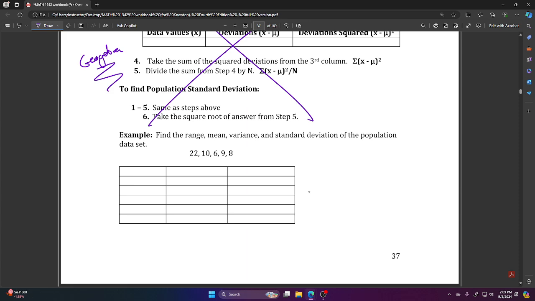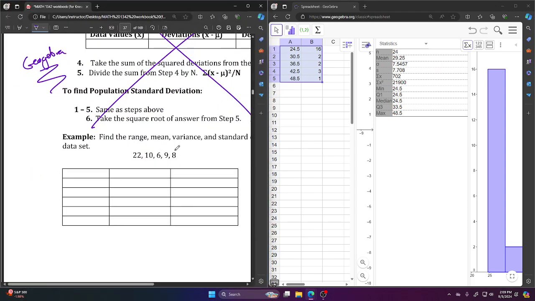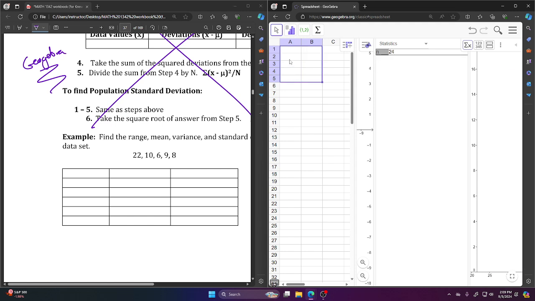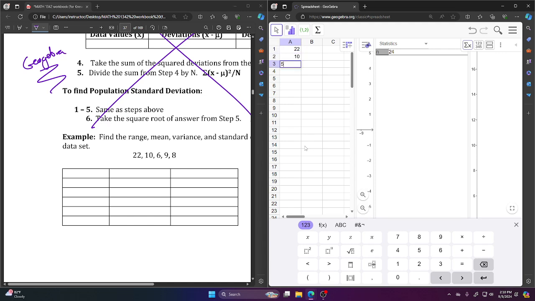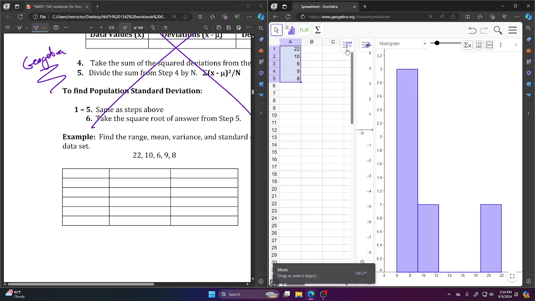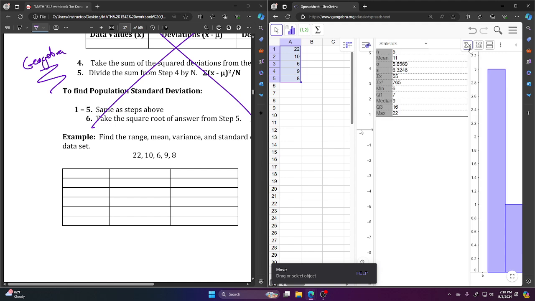Where are we going to go to do that? GeoGebra. Let's go and find it. So we got these values here: 22, 10, 6, 9, 8. What could those values be? Just give me some real world for that. Minutes of drive time. Let's do that. So 22, 10, 6, 9, 8. Awesome. I'm going to do the same thing as I always do. Highlight, one variable analysis, sigma x, and then we got our numbers.